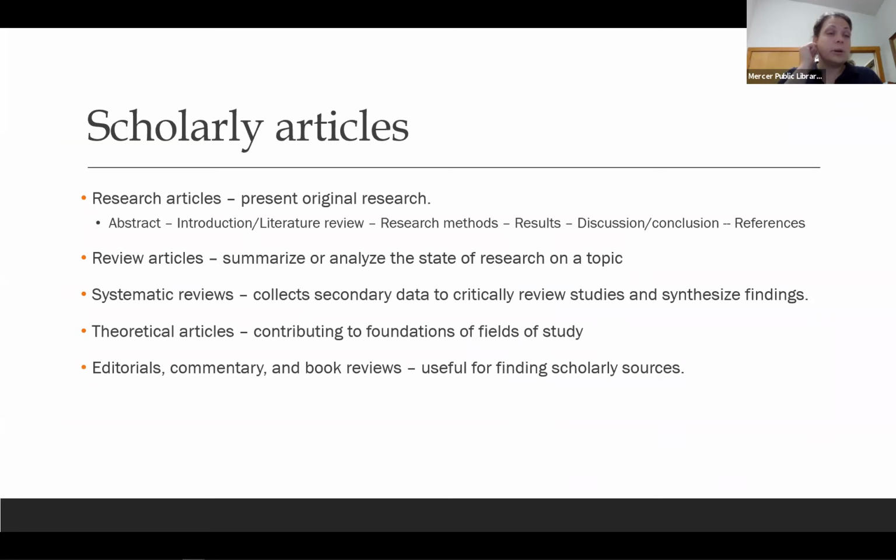And I talked a few minutes ago about the kind of articles that journalists look for. There are some common article types that you're going to see in scholarly publications. And here are some of them.